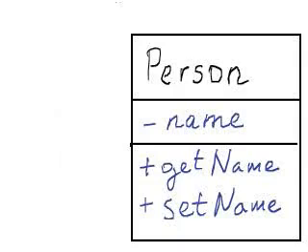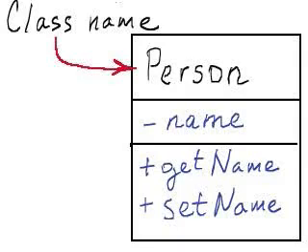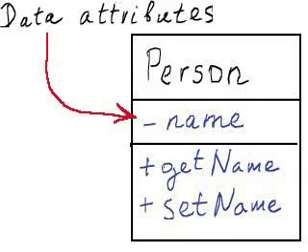A class diagram has 3 sections. The first section includes the class name. Typical naming convention suggests that class names begin with a capital letter, followed by lowercase letters. The second section of the diagram should include the data attributes. Again, a typical object will have all of its data members private. The diagram will display a minus sign in front of all private attributes.